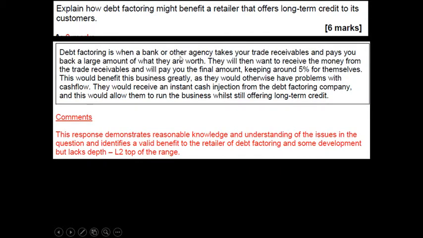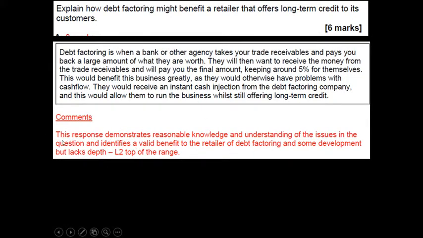Debt factoring is where a bank or other agency takes your trade receivables and pays you back a large amount of what they're worth. They will then want to receive money from the trade receivables and will pay you the final amount, keeping around 5% for themselves. This would benefit this business greatly, as they would otherwise have problems with cash flow. They would receive an instant cash injection from the debt factoring company, and this would allow them to run the business while still offering long-term credit. So we've got 4 marks.